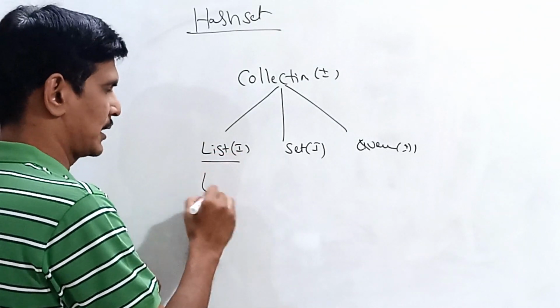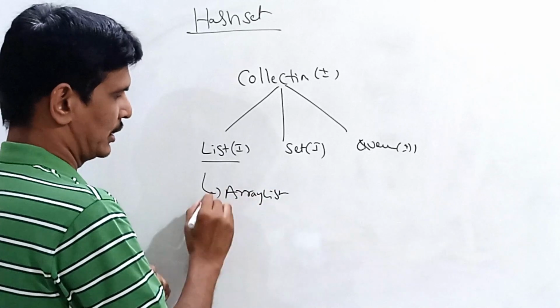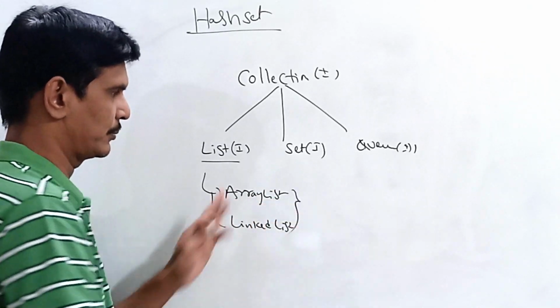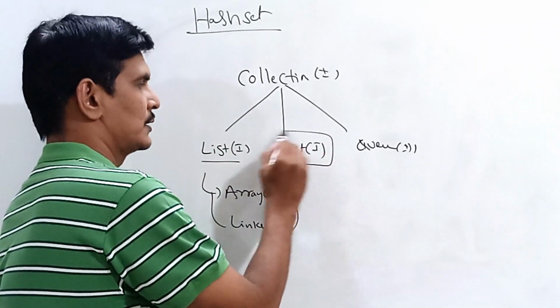Now, the List interface is implemented by ArrayList, which we have seen earlier, and also LinkedList. These are the two classes which implement the List interface. Today we are going to see the Set interface.